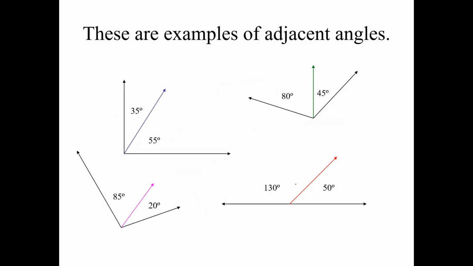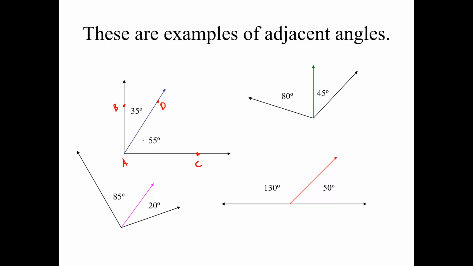Okay. So another example of adjacent angles. Here we go. So the same thing like before. I'm going to name this vertex with A. Let's say this one is ray AB and then ray AC. And I have another ray here.